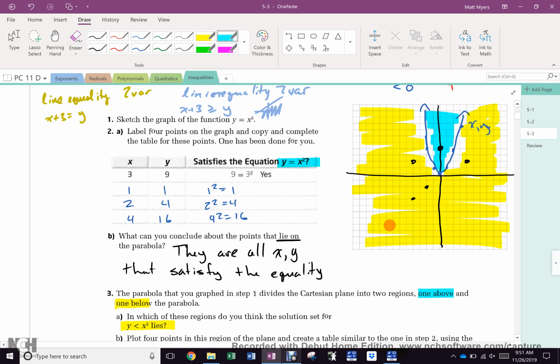Everybody cool? Now, let me ask you this. What if it was the negative version? Where would the below be? Inside, right? And where would the above be? Outside. It's above or below the actual boundary. Is everybody cool?